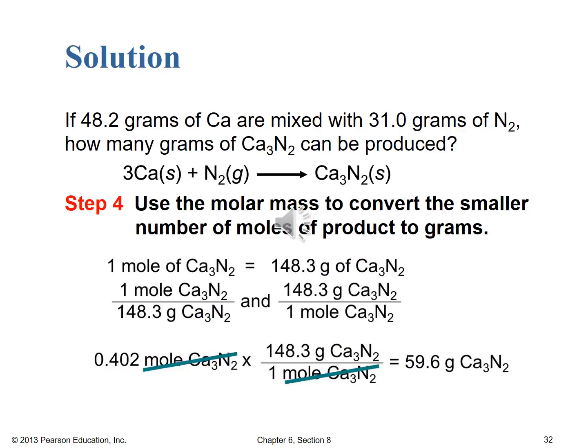And finally, moving on to step 4 here, use the molar mass to convert the smaller number of moles of products to grams of product. And so we see here we arrived at that 0.402 moles of calcium nitride. We'll multiply by the form of the equation 148.3 grams of calcium nitride, which we arrived at by taking 3 times the molar mass of calcium plus 2 times the molar mass of nitrogen from the table. When we sum those up, we get 148.3 grams of calcium nitride per 1 mole of calcium nitride. And the conversion factor in that form allows us to cancel moles and be left in grams of calcium nitride, and we find 59.6 grams of calcium nitride can be produced.